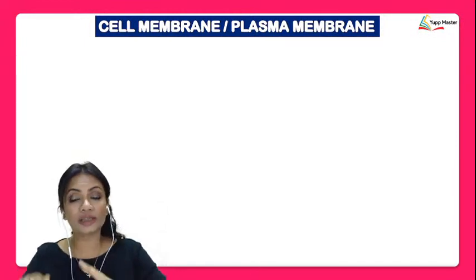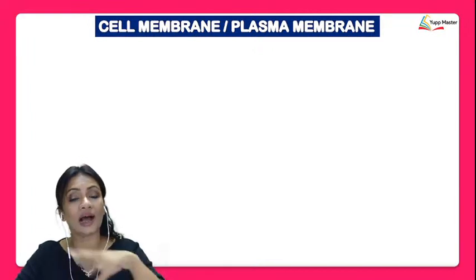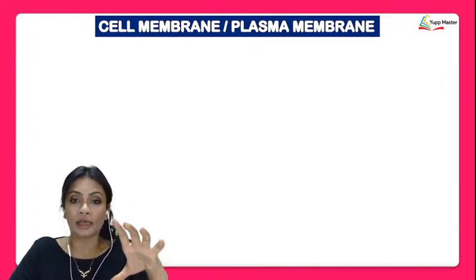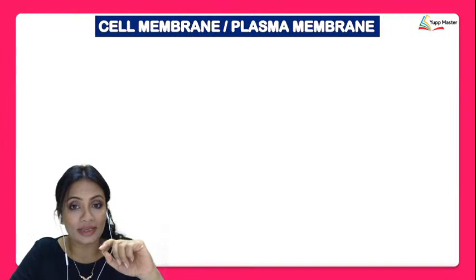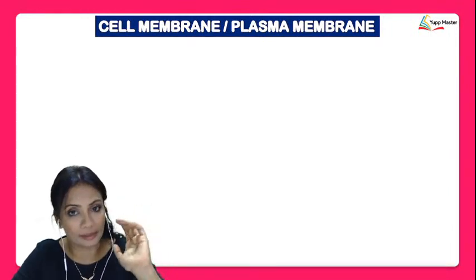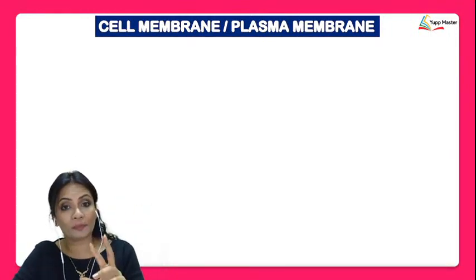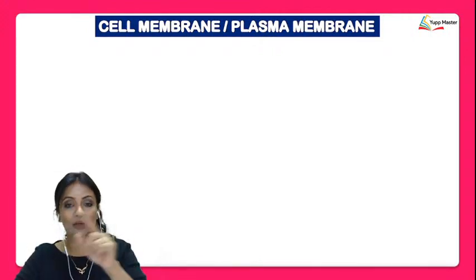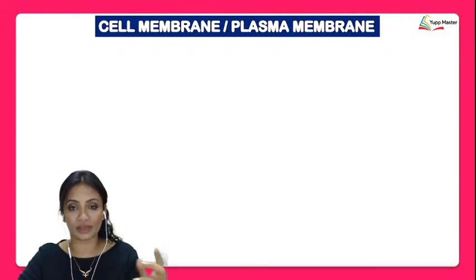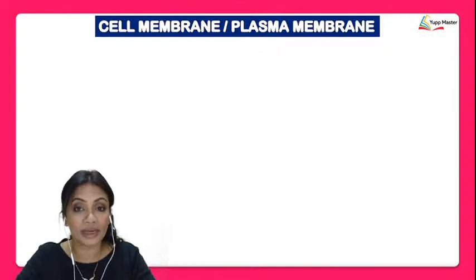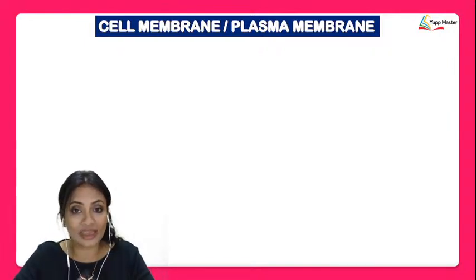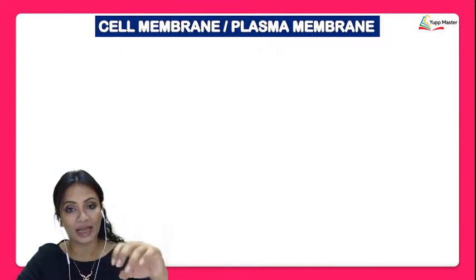All right. Now in the eukaryotic cell, the outermost membrane in an animal cell is what is called a plasma membrane or a cell membrane. Remember, when we talk about plant cells, the outermost covering is the cell wall. But both animal as well as plant cells have plasma membranes.